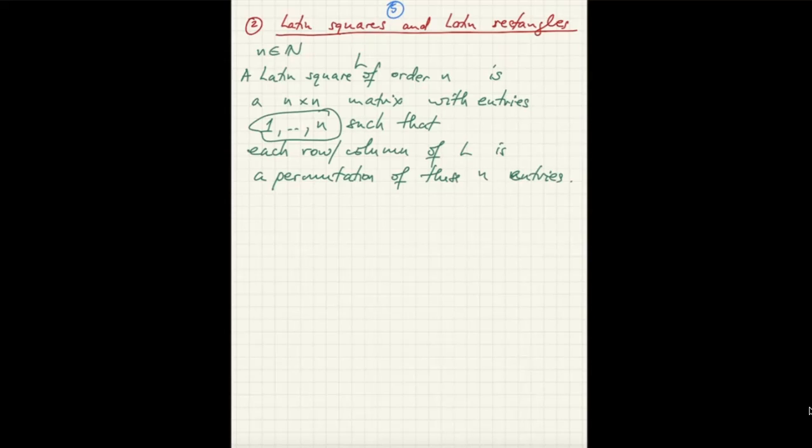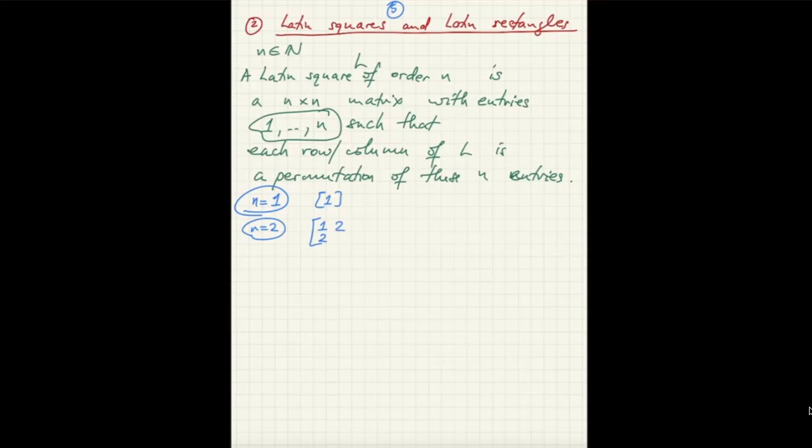Sometimes we will change from 1 to n to maybe 0 to n minus 1, but for now, in this definition, let's just deal with 1 to n. So essentially, on each row and each column, you see every possible value 1 to n exactly once. Let's give some examples. When n equals 1, there's only one Latin square and it has one entry, 1. Okay, that's easy.